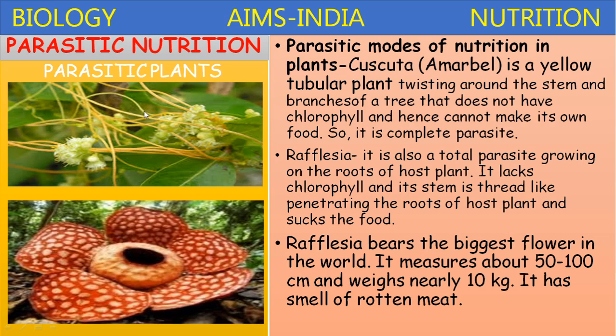Here this is Cuscuta or amarbel, which is yellowish in color. These thread-like structures are haustoria. They enter into the stem of the host and absorb the nutrients.